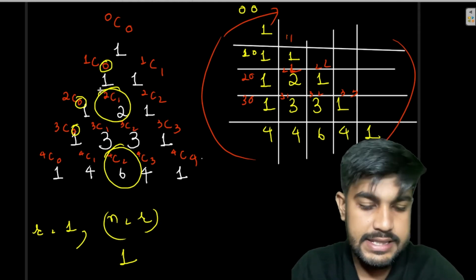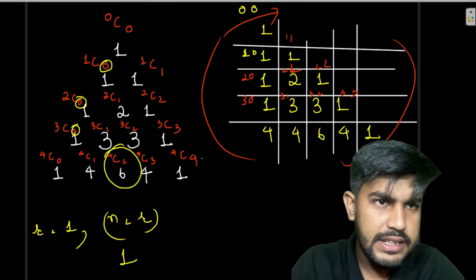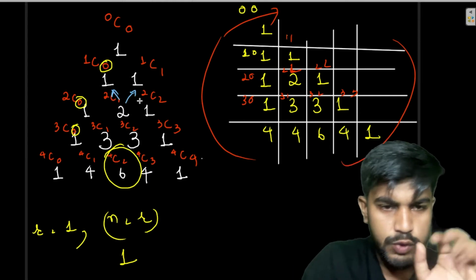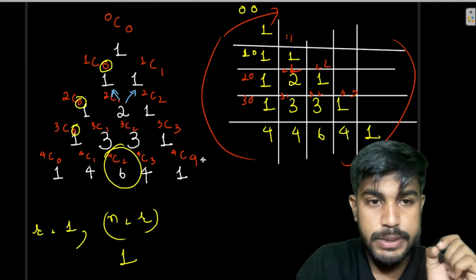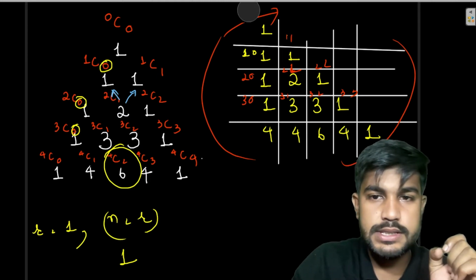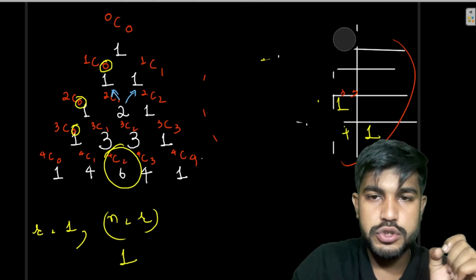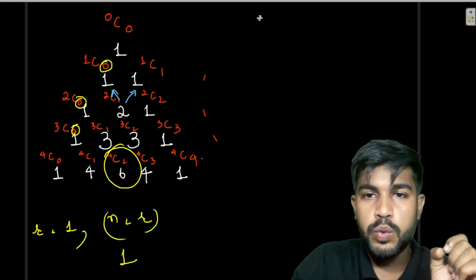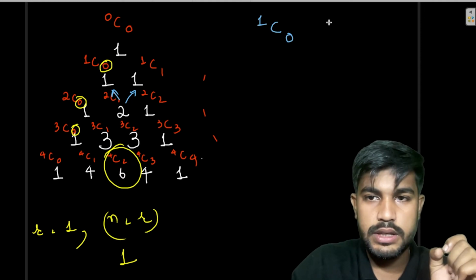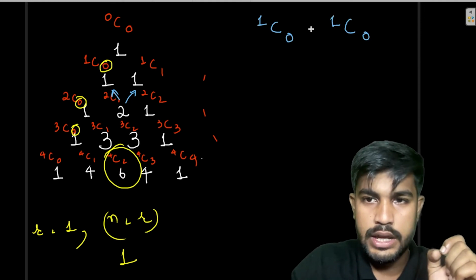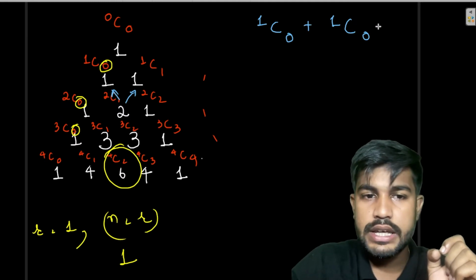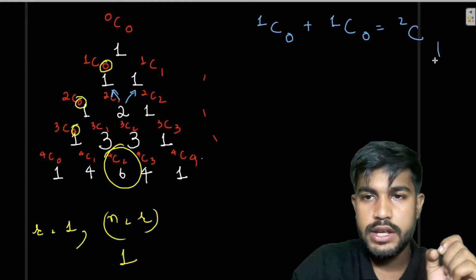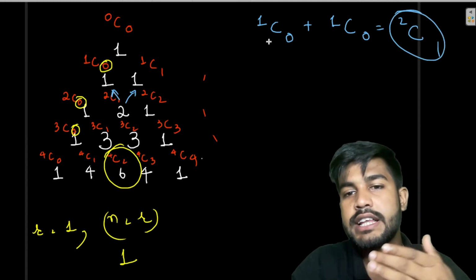So this value is a sum of the upper two values. So what is the upper value? What is the difference between them? If you observe this, let me show you also. Let me enlarge this. So see, 1C0 and 1C1. If you add up these two values, then you would get 2C1. So from 2C1, how can I get these two values?